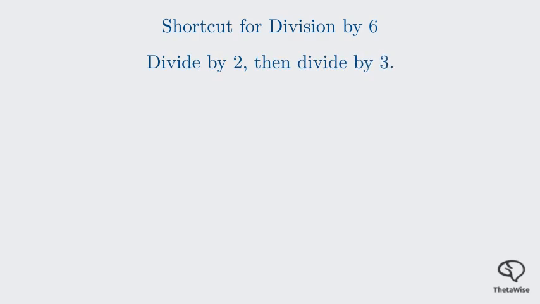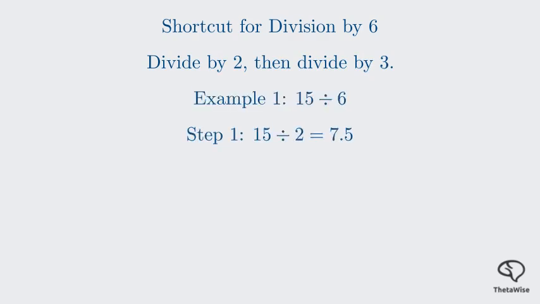Let's try an example. What is 15 divided by 6? First, we divide 15 by 2. This gives us 7.5. Next, we take that result, 7.5, and divide it by 3. This gives us 2.5. So 15 divided by 6 is 2.5.